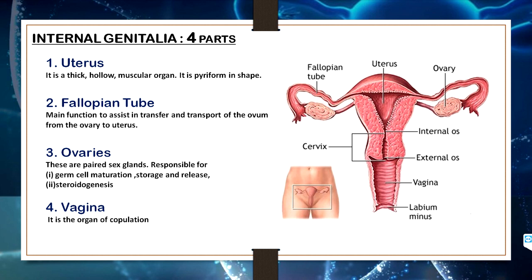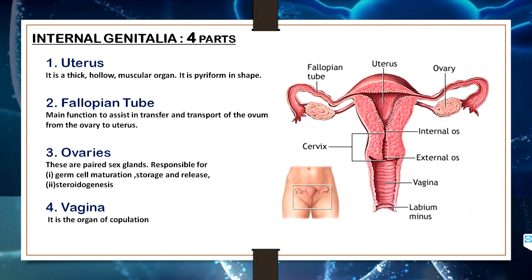You can see in the diagram that the uterus is a thick hollow muscular organ. Why is it thick? Because the muscles of the uterus are thick. And hollow because there is a cavity present inside the uterus, which is called the uterine cavity. And the third is muscular organ. Why is it called muscular? Because it is made up of thick muscles. So the uterus is a thick hollow muscular organ. It is pyriform or pear in shape.